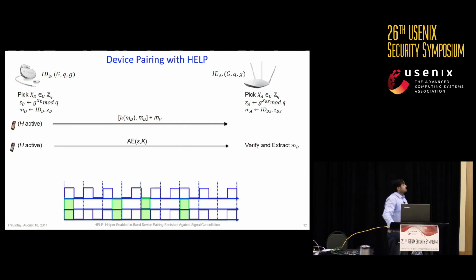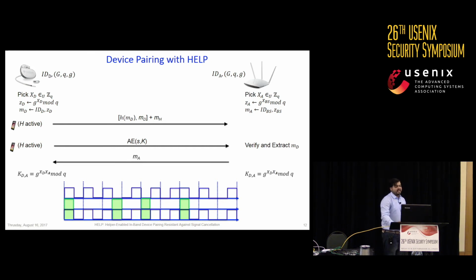Then the helper will send the location, the vector S, which is the location on which the helper has injected on-slots, over the authenticated channel, and the hub will receive this and verify that it received on-slots on those particular locations, and then it will clean up the superposed signal and extract MD. And finally, the hub will reply with its message, and at the end of the protocol, both entities can generate a common key, KDA.